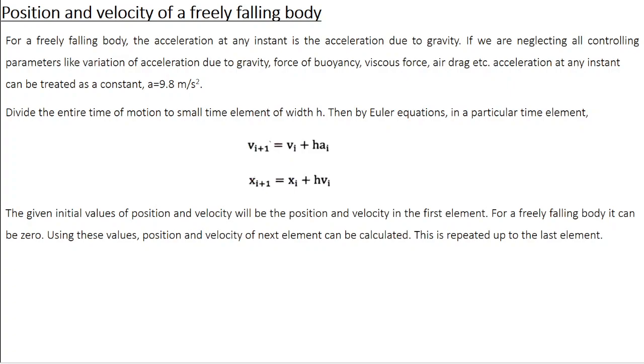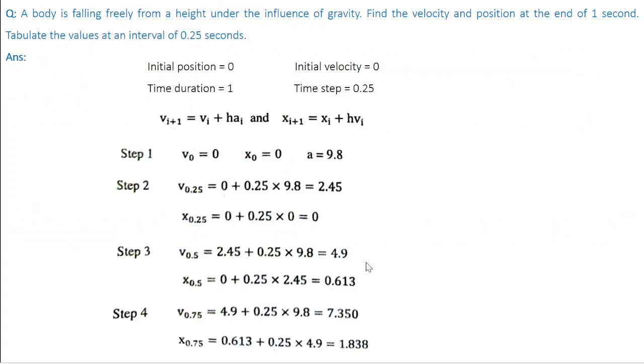You will be given the initial values of position and velocity. So that's going to be position and velocity in the first element. Now in the case of a freely falling body, the initial velocity is going to be 0, and you can also take the starting point as the 0th point. So initial position is 0, initial velocity is 0. And using these values, you can calculate position and velocity in the next element, and you repeat it and finally get the solution. Let's do a quick problem.